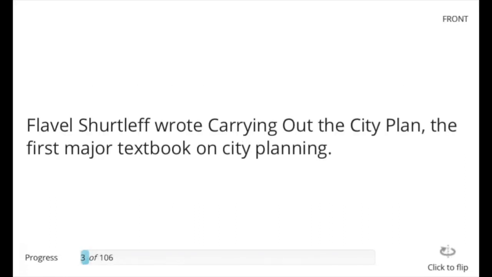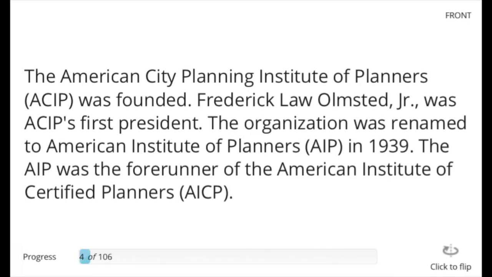In 1914, Flavel Shurtleff wrote Carrying Out the City Plan, the first major textbook on city planning. 1917, the ACIP, American City Planning Institute, was founded. Frederick Law Olmsted Jr. was ACIP's first president. The organization was renamed to AIP, the American Institute of Planners, in 1939.